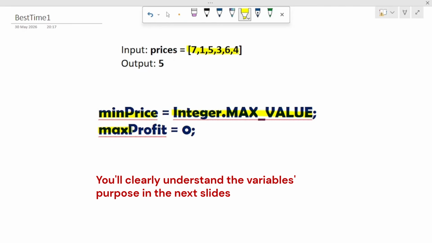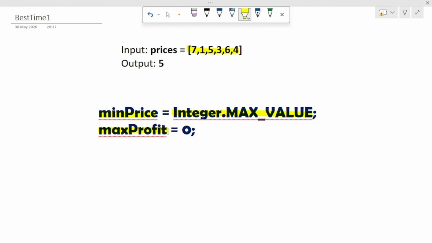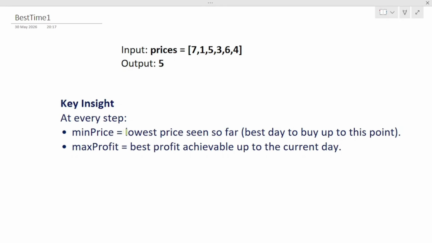And another variable that I'll be taking is max profit. This is the variable which will be storing my answer. I'll be initializing it with 0. So in short, you can say that the min price variable is for tracking the lowest price seen so far while traversing this array. And the variable max profit will be used to store the best profit achievable up to the current date.